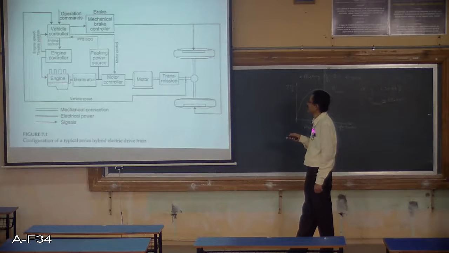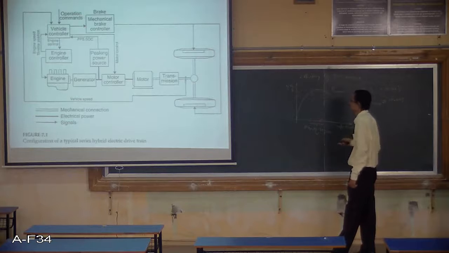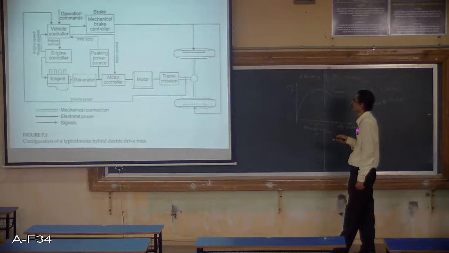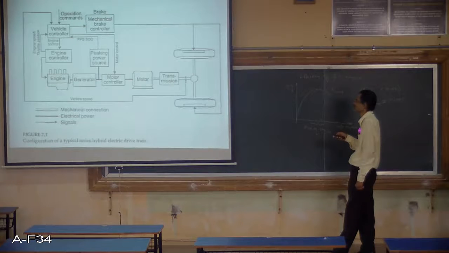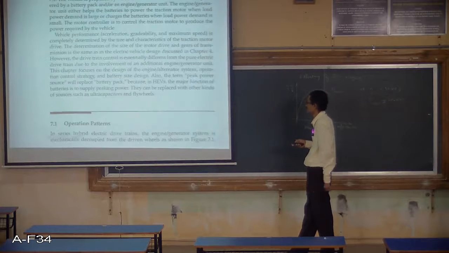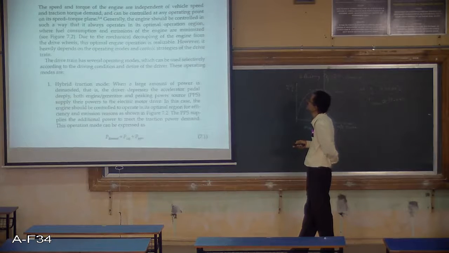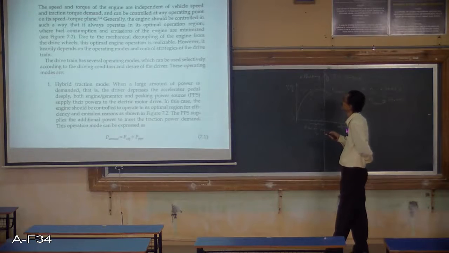Now you can run the engine at any particular region, and only within this region you can operate. The generator also will produce maximum power under these conditions, and this can give you the power to the motor, and the remaining power you can feed to the peaking power source, which is of course a battery in this case. Now the speed and torque of the engine are independent of vehicle speed and traction torque demand, and can be controlled at any operating point on its speed torque plane.